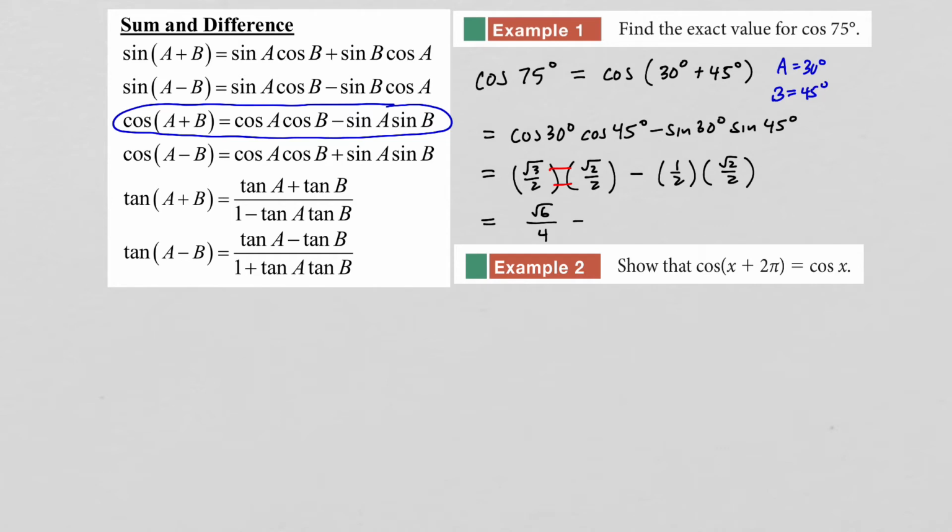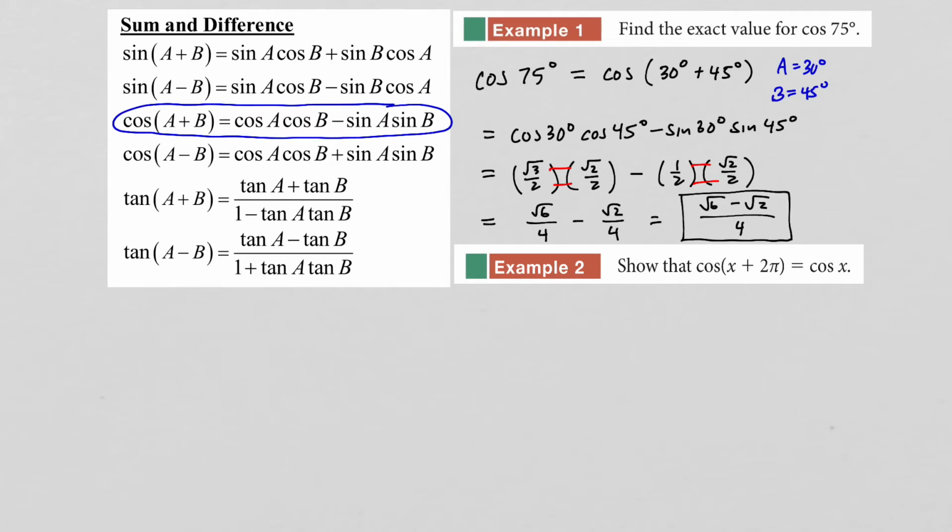minus, and then for the second one, we multiply straight across. 1 times radical 2 is radical 2. And once again, 2 times 2 is equal to 4. And notice that you have a common denominator, so we can write these together as the square root of 6 minus the square root of 2 divided by 4. And this is the exact value of the cosine of 75 degrees. So it's just kind of cool that you can get an exact value for an angle that is actually not special by expressing it as the sum of two special angles.